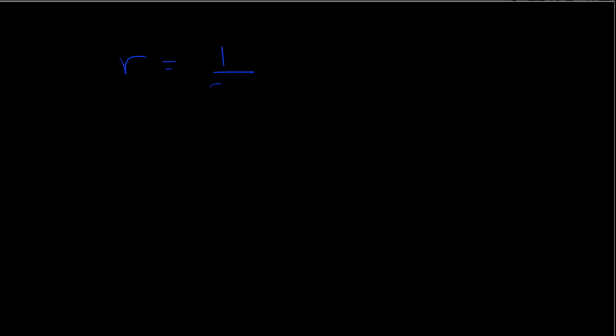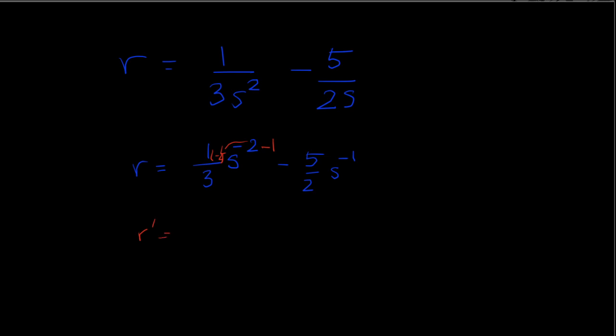R equals 1 over 3s squared minus 5 over 2s. I'm going to rewrite this as 1/3, and now I want to put s in the numerator. So that would just be s to the negative second, and then minus 5/2 s to the negative first. In this form, I can use the power rule. I'm going to bring down the negative 2, subtract 1. So the derivative is negative 2/3 times s to the negative third.